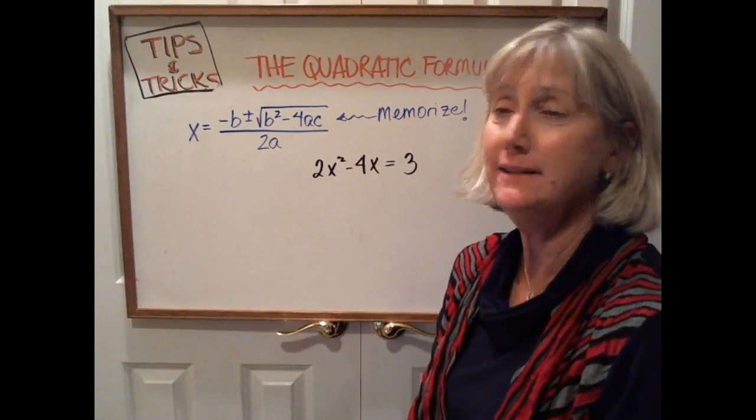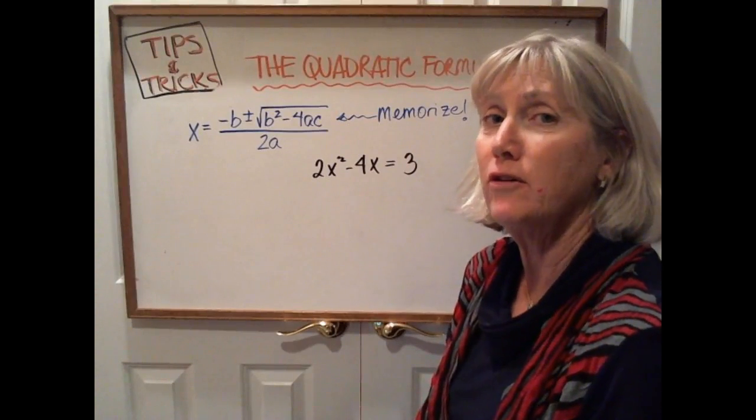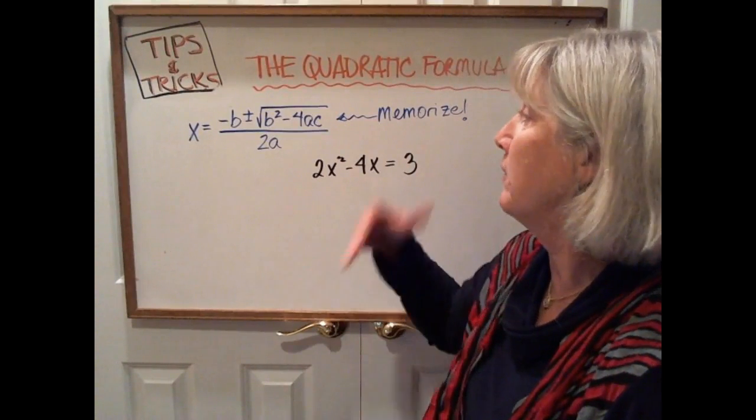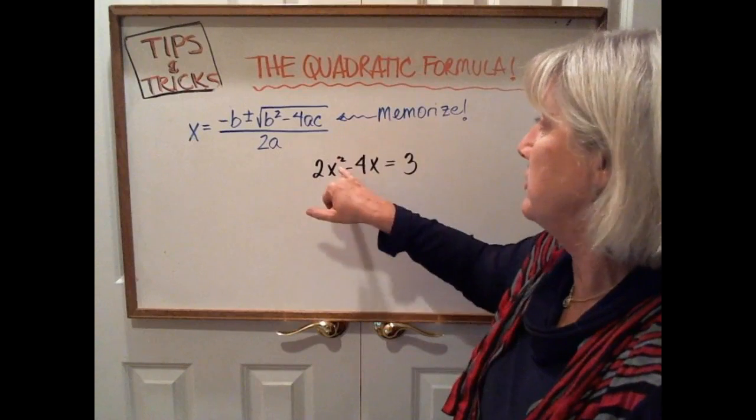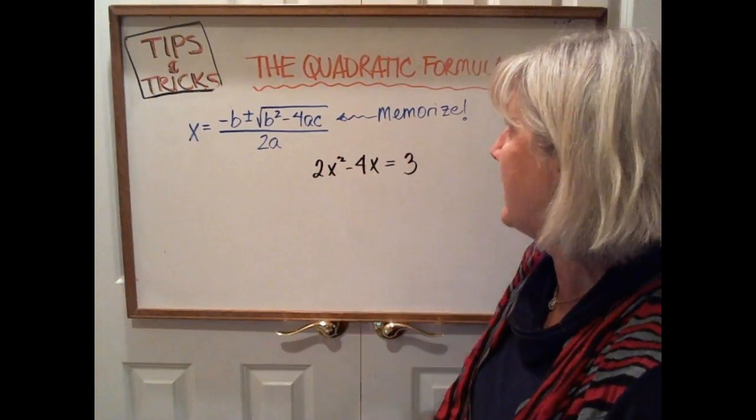Okay, here I am again. This is the second way that we can solve quadratic equations. Now again, we can recognize a quadratic equation because it has an x squared term in it. That makes it a quadratic.